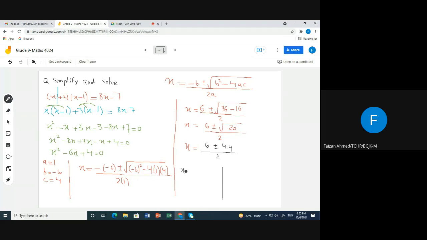We have two possibilities. First time we will take positive 4.4. So 6 plus positive 4.4 divided by 2. आंसर बता दो क्या आ रहा है जल्दी से. 5.2.